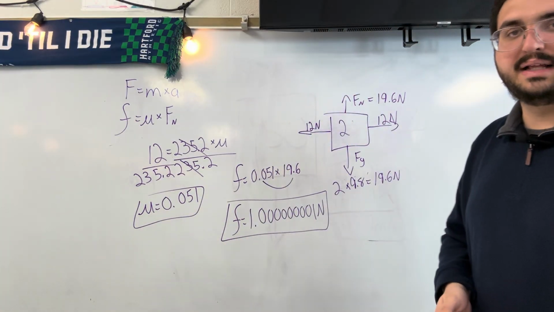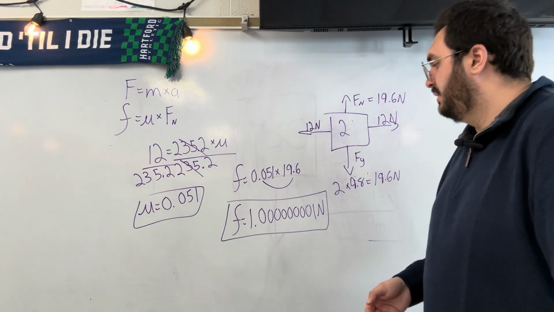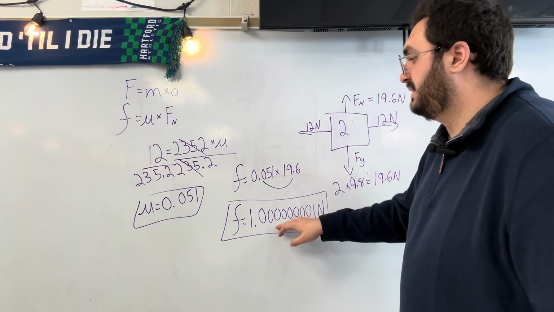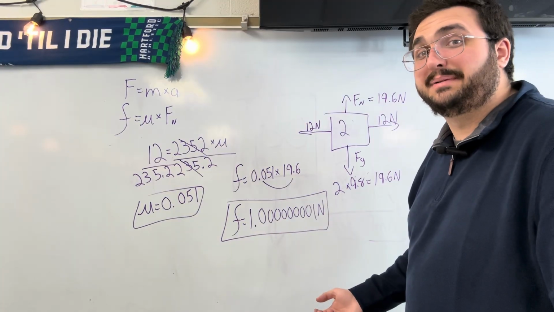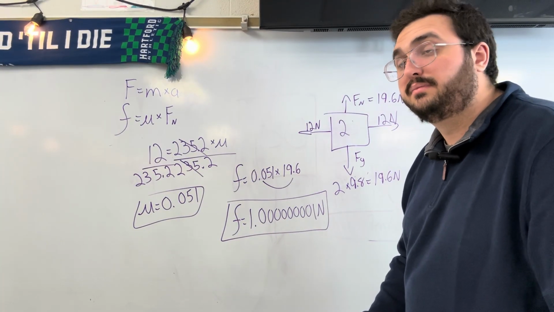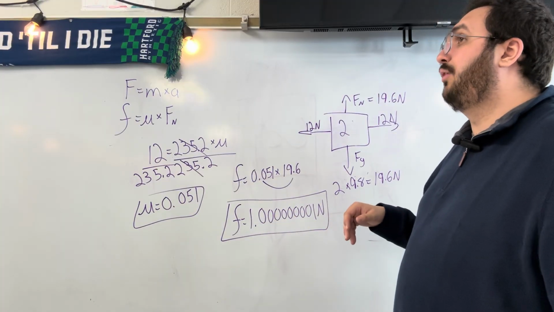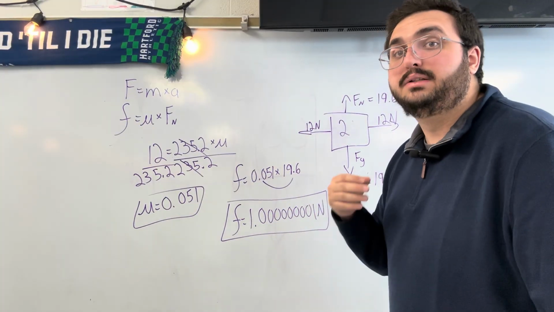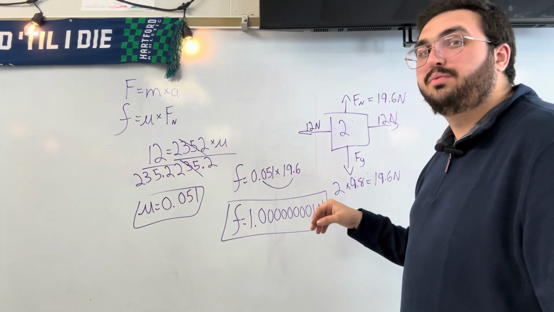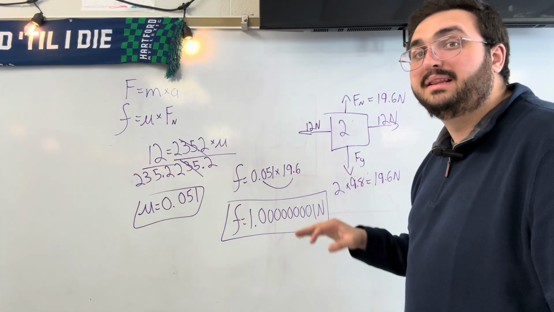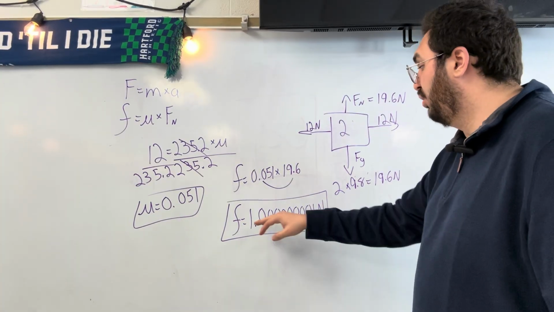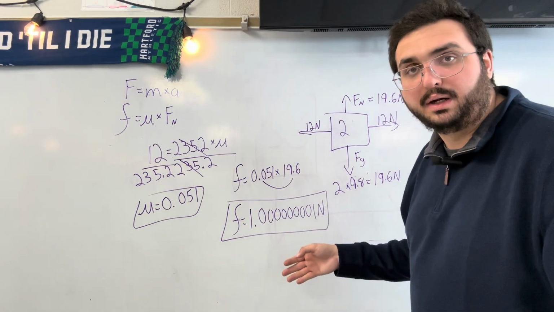Now, it should go without saying, there is really no reason to write out all the zeros. This is, realistically speaking, 1 Newton of force. I'm only just doing this to show off how close to exactly it is to being 1 Newton of force. This is when I say round within reason. This is what I mean. There's no reason to write all this out. Just write 1.